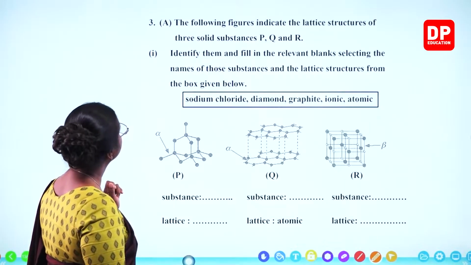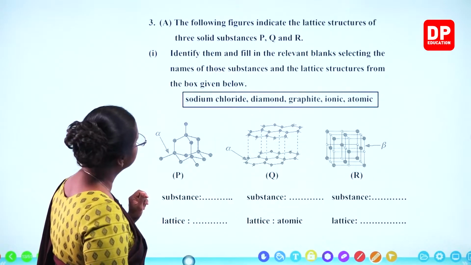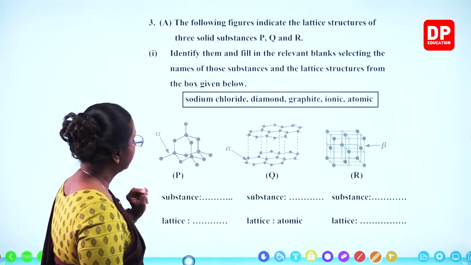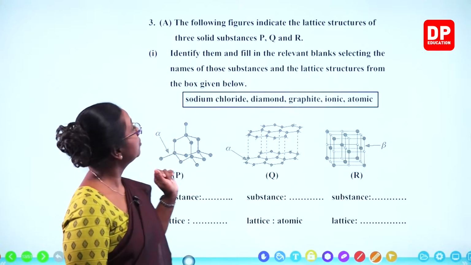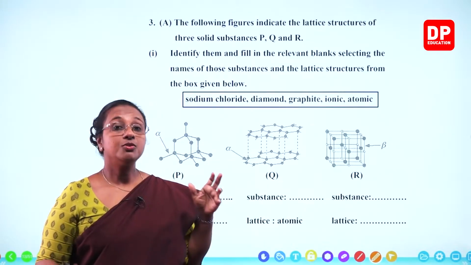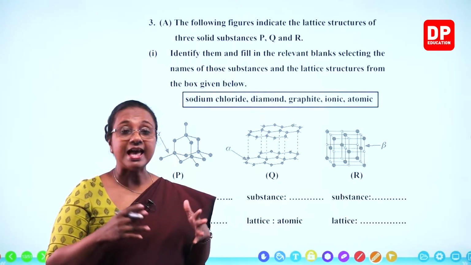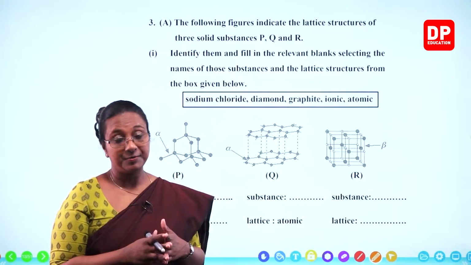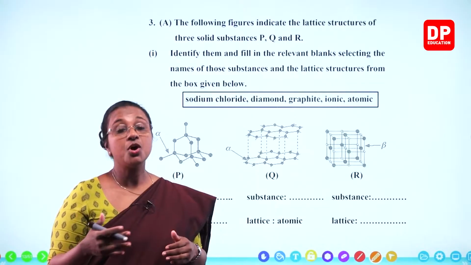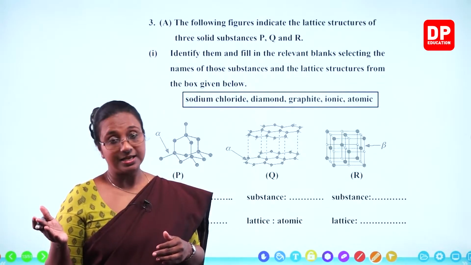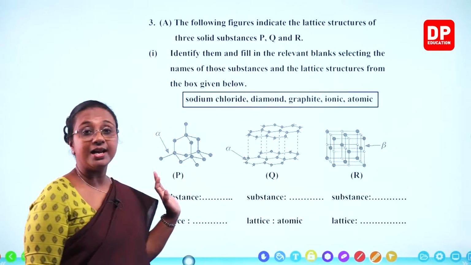Third question, A part. The following figures indicate the lattice structures of three solid substances P, Q and R. If you look at the figures, you can see the three lattice structures. You all know what lattice structures are, students. Those are very large arrays of constituent components arranged in a three-dimensional array. It can be an ionic lattice, an atomic lattice, or even a molecular lattice. If you look at the three diagrams, I am sure you will be able to identify them.